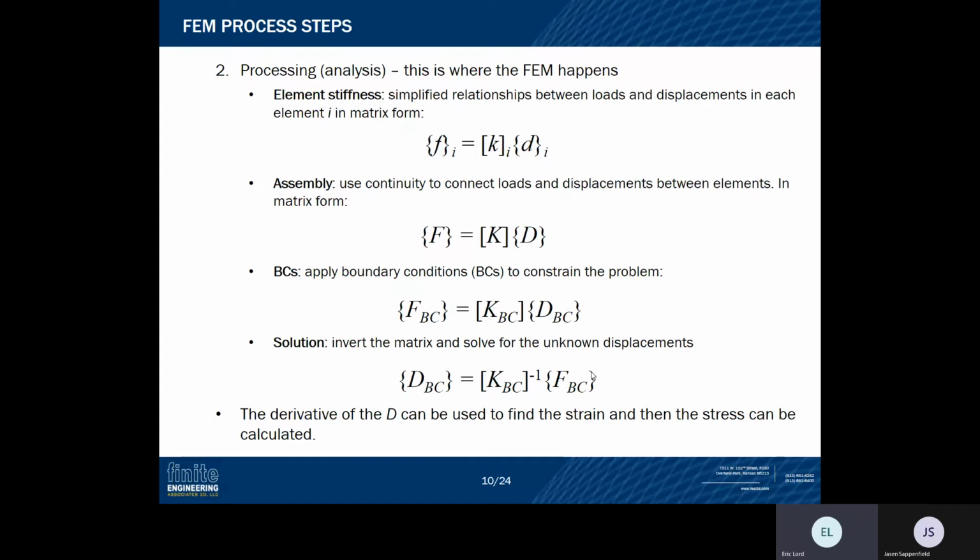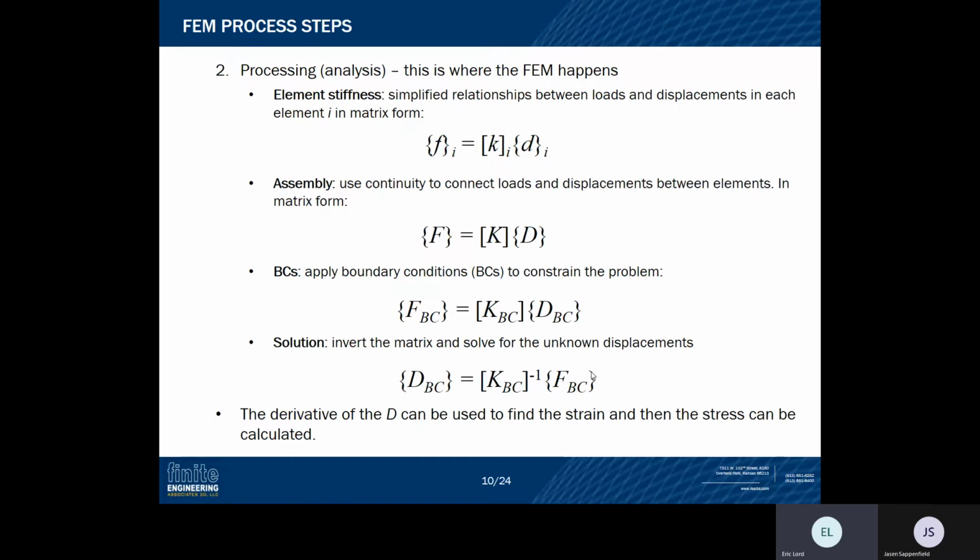And then we have the assembly. So we use continuity to connect our loads and displacements between elements. And in matrix form, we have the exact same equation as we have above, but now we have the assembled stiffness matrix for each element. So the first equation was just for each element by itself. Now we've assembled these elements together into a global system, if you will, and we have the same equation. So we have a vector for our force, we have a matrix for our stiffness, and then we have a vector for our displacement.